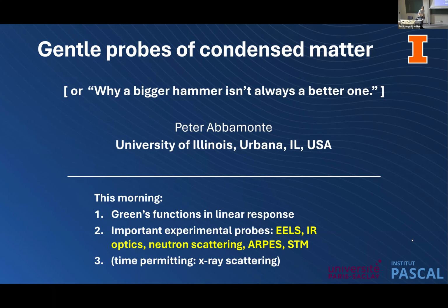The aim being, the material is a very complicated many-body problem. You don't want an experimental probe that is another complicated many-body problem, because if you have to solve two many-body problems, it's a lot harder than just solving one.